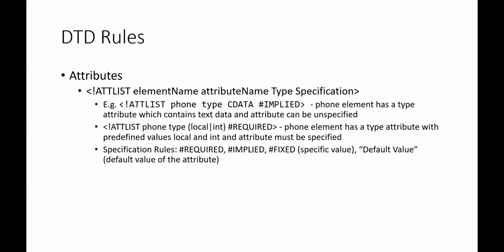And then you can have unspecified. And then let's say it's compulsory to have it. Remember that in the earlier case, we have phone and we say type international, right? So when you say required, it's compulsory that you have it. So you can have different rules: required, implied, fixed, and we can even have a default value of the attribute. I'll come to that.